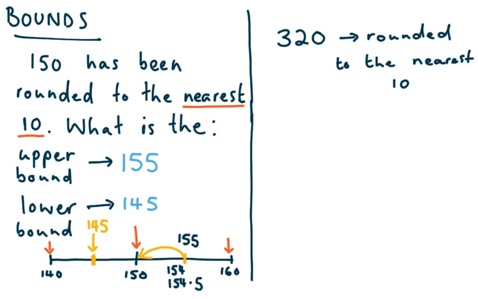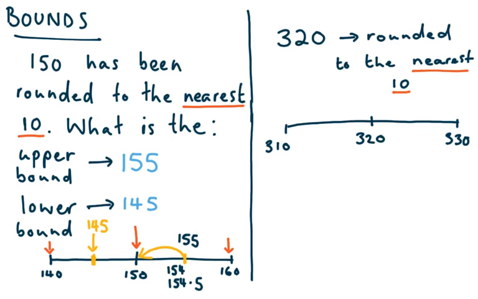So, first example, you can pause and try it if you want. 320 has been rounded to the nearest 10. First thing I'm going to do, draw my number line. When I've taught this in the past, when people don't understand it, the number line really helps. So we've been given the number 320, and in the question it says nearest 10. So let's go 10 below and 10 above.